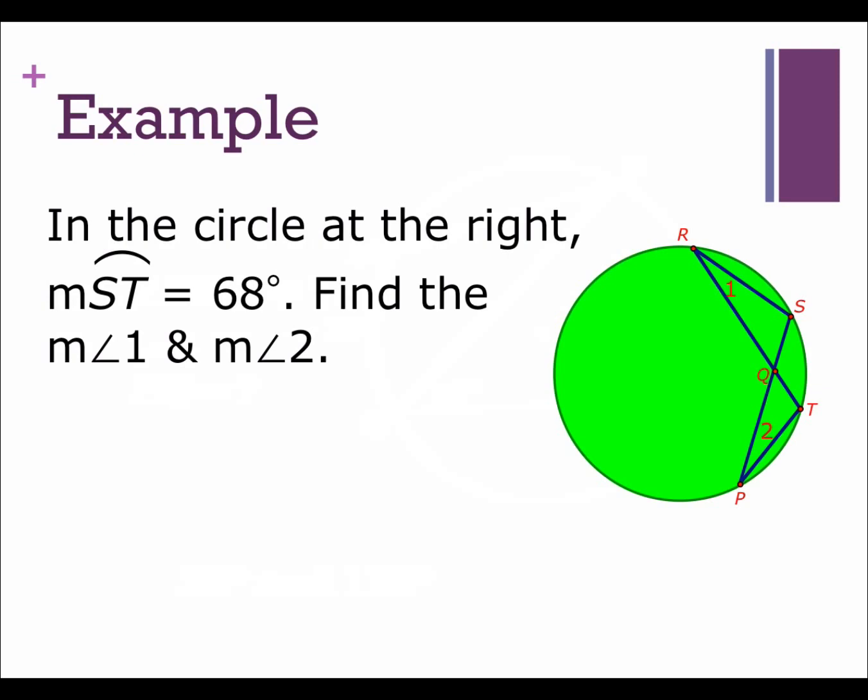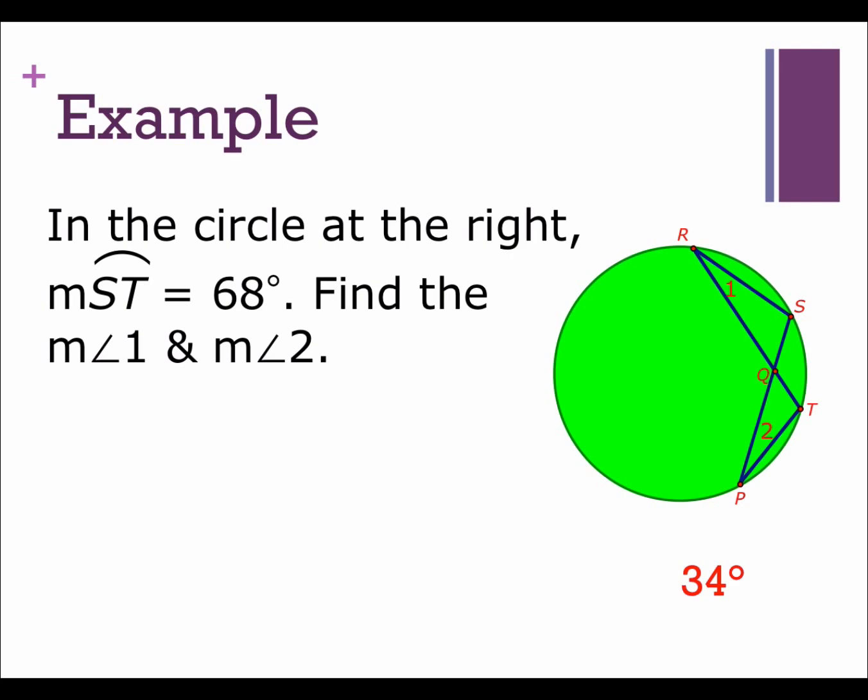How big is angle 1? 34. How big is angle 2? 34. What do you notice? They're congruent. Why? Because they share the same arc. So notice it doesn't matter, like in the demo I just did before, where I drag R. If I bring R over here, it's still going to be 34 degrees. If I bring R over here, it's still 34 degrees because they intersect the same arc. So whatever that arc is, if that vertex stays on the circle, it's got to be equal to the intercepted arc.